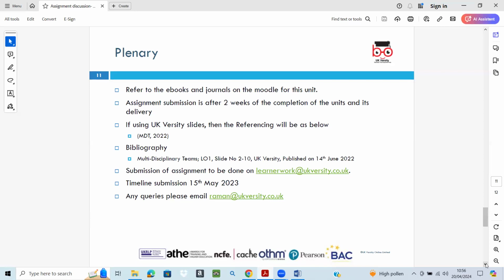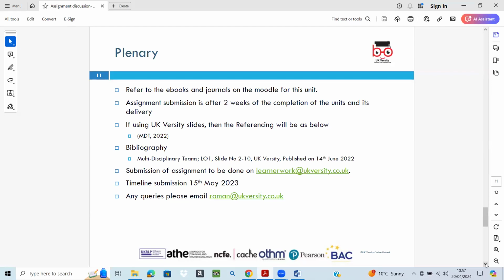Now, about the referencing style for those using UK Versity slides, how should we cite them in our report? So we should cite it as MDT, comma, the year. Here they have mentioned, for example, 2022. So we won't always write 2022 in the in-text citation, because, for example, if the slide is for the year of 2021, then we'll write 2021. This is just an example. If the slide is made in the year 2024, the current year, so we will write 2024 at the end.